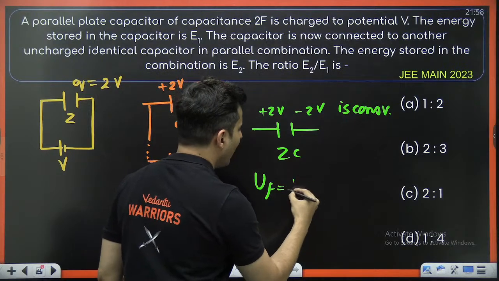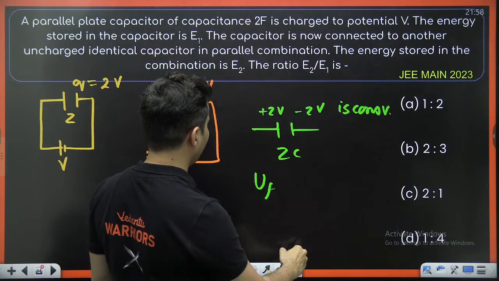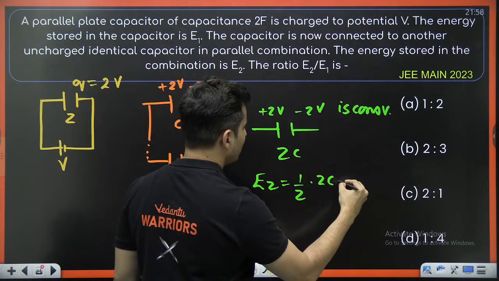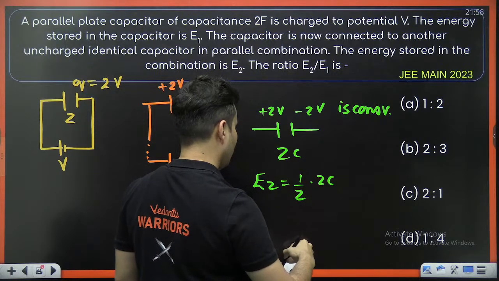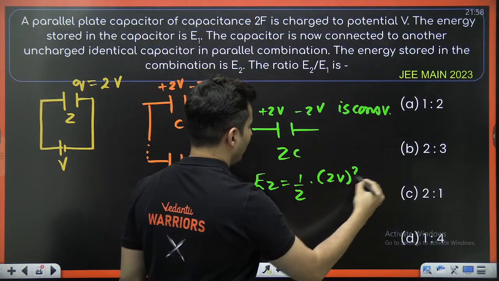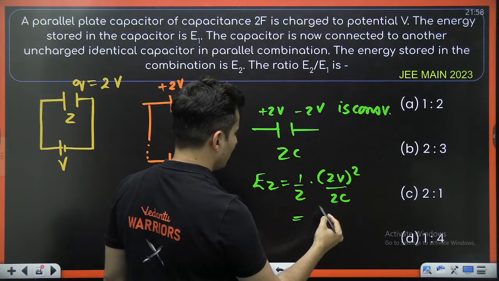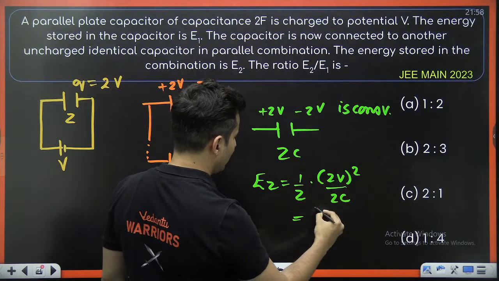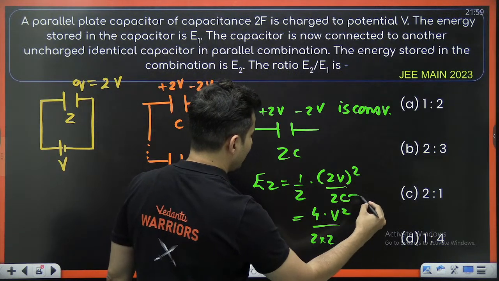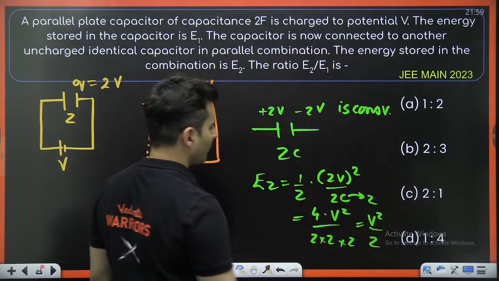The final energy is called E2, I think. Yes, E2 will be half, capacitance is 2C, into voltage is not known, so half charge square by C. So 2V square by 2C. Okay, so this will become 2 square is 4 and V square by 2 into 2. Capacitance itself is 2, so again 2. So this will become V square by 2.